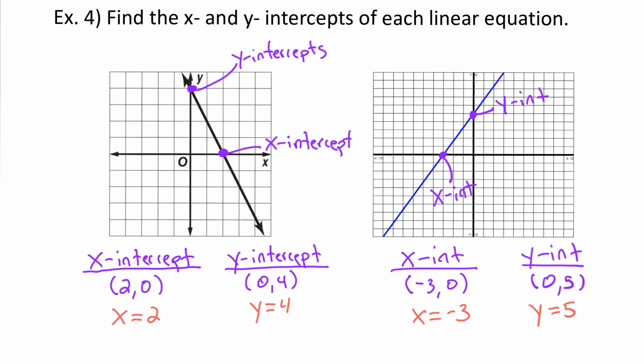Now here's the big idea. If you know the x and the y-intercepts, you can plot the points. You just put the points and then connect them, making a line. And that's graphing in standard form. So let's try that.